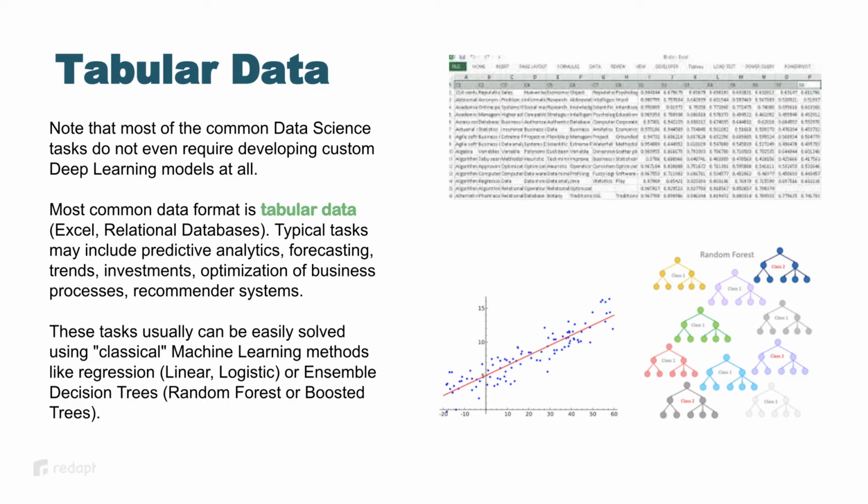All this is dealing with tabular data, and there was a lot of progress done in mathematics of how to actually solve these problems. And they are usually solved by classical machine learning methods like linear regression, logistic regression, and ensemble decision trees, such as random forests and boosted trees like XGBoost, for example.